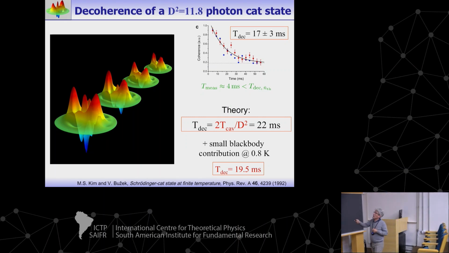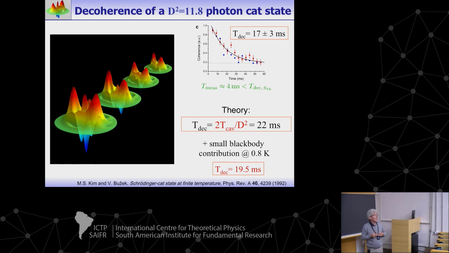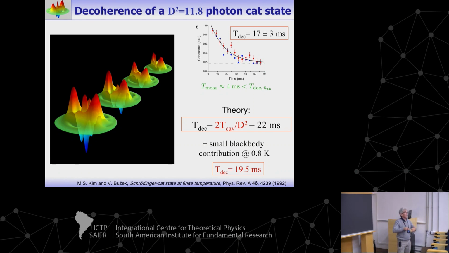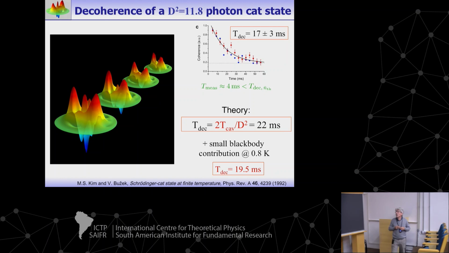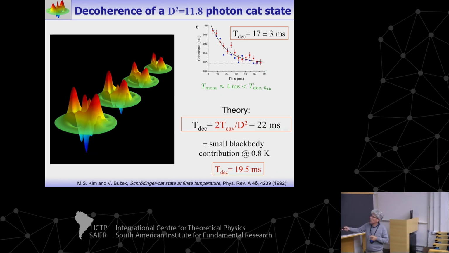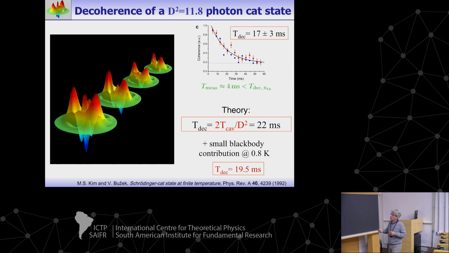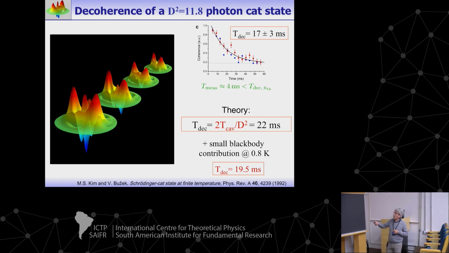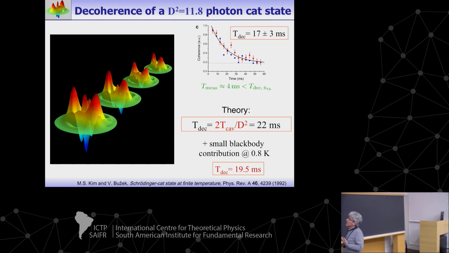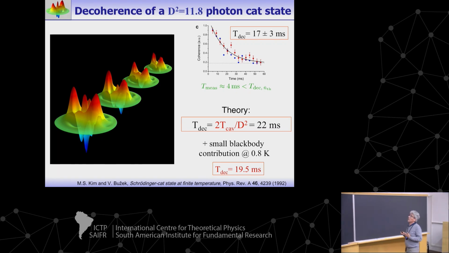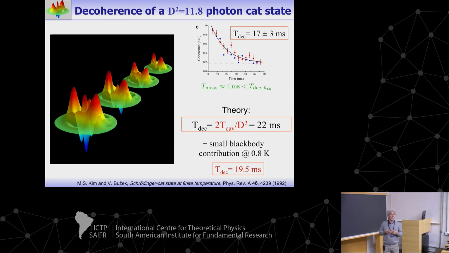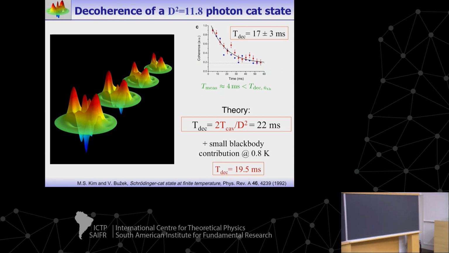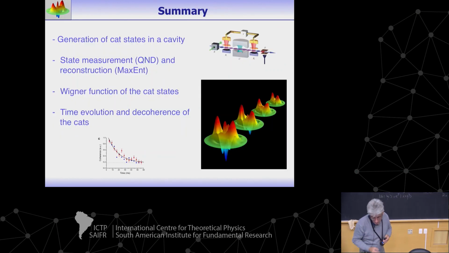But indeed, my model giving this result was not taking into account the presence of blackbody radiation in the environment, which shortens the decoherence time, because as soon as you add fluctuations, you are faster to destroy the quantum state. If you look at this paper, they give the expression of the decoherence time taking into account finite temperature, and the expected time is 19.5 milliseconds, which is within the error bar the same as the measurement result. So it means that here we not only qualitatively understand decoherence, but we also have a very good quantitative measurement of the decoherence time.